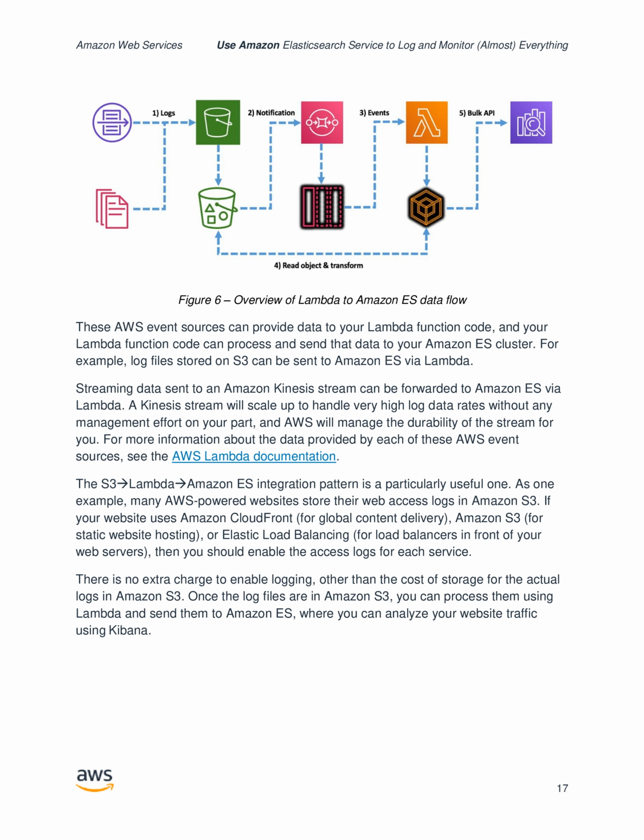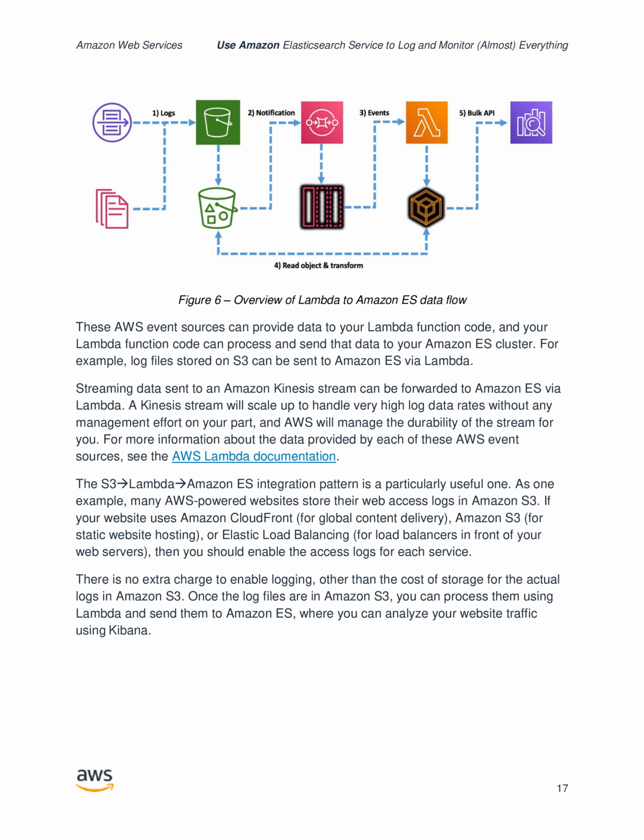The S3 Lambda Amazon ES integration pattern is a particularly useful one. As one example, many AWS-powered websites store their web access logs in Amazon S3. If your website uses Amazon CloudFront for global content delivery, Amazon S3 for static website hosting, or Elastic Load Balancing for load balancers in front of your web servers, then you should enable the access logs for each service. There is no extra charge to enable logging, other than the cost of storage for the actual logs in Amazon S3.